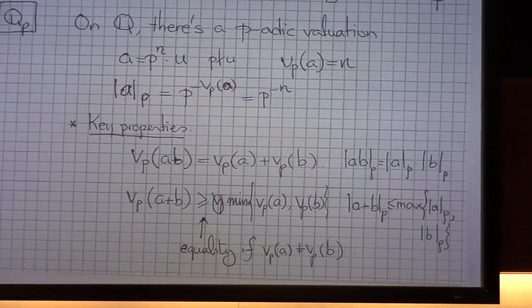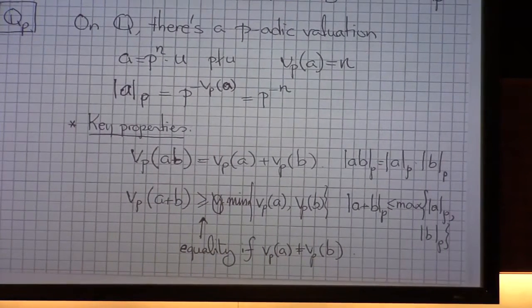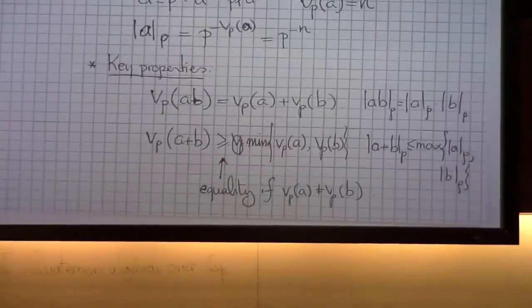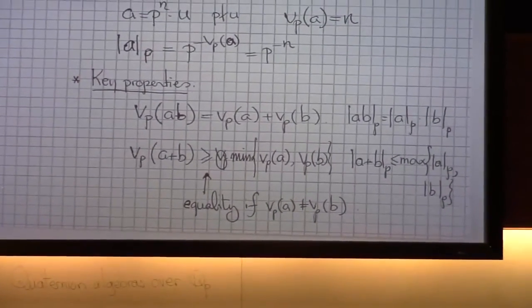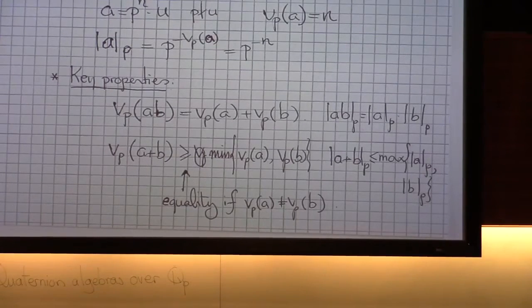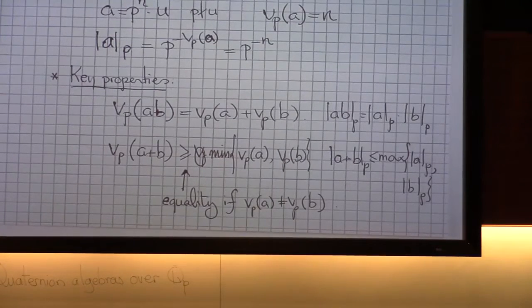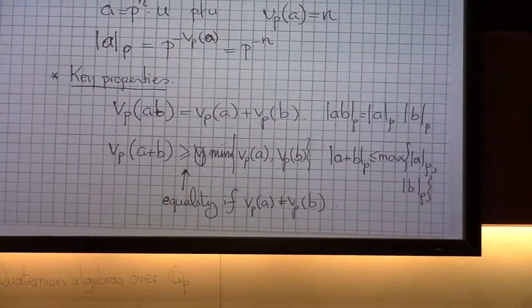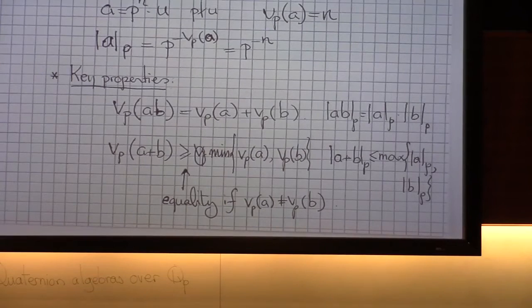The key properties we emphasized are: for the product of two integers, the p-adic valuations add up. And if you take the p-adic valuation of the sum, it's at least the minimum of the p-adic valuations of each of the integers. And it's actually equal to the minimum if the two p-adic valuations are different.